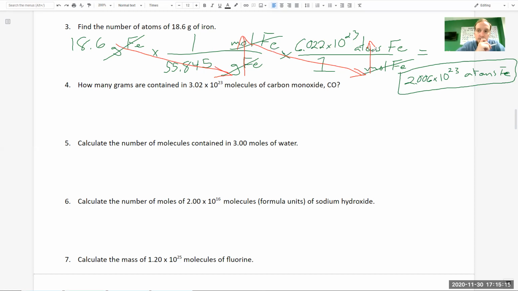Now, like I said, this is kind of the long way. And the reason I say that is because, honestly, I could have left all of this out and just put atoms above grams.